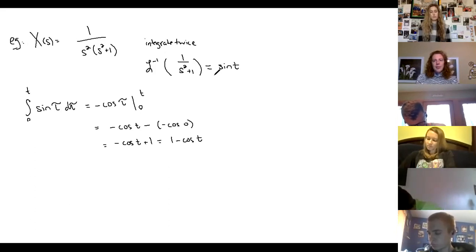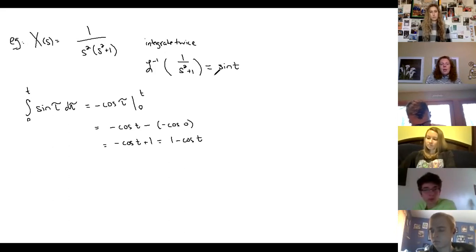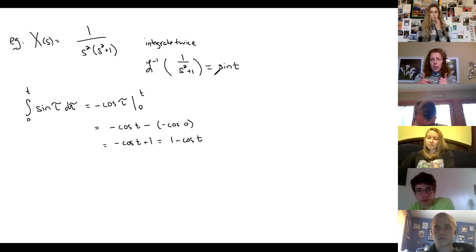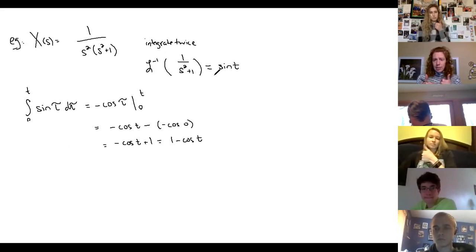So integrate gives you a negative cosine. We plug in 0, we plug in t. Negative cosine of t plus 1, or I flipped the order around, 1 minus cosine t, so that I could just have the positive out in front. 1 minus cosine t. Tell me we're good with 1 minus cosine t. First up, 1 minus cosine t.